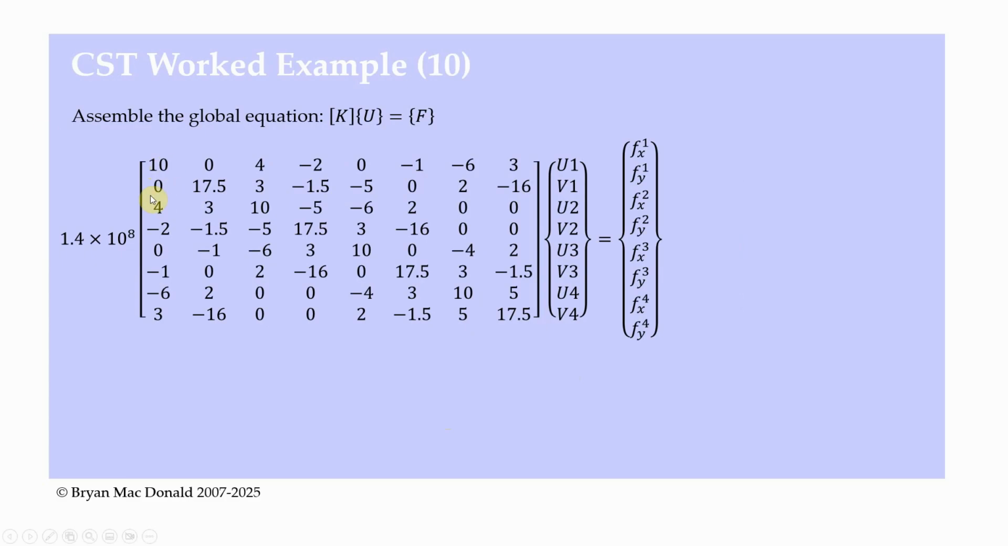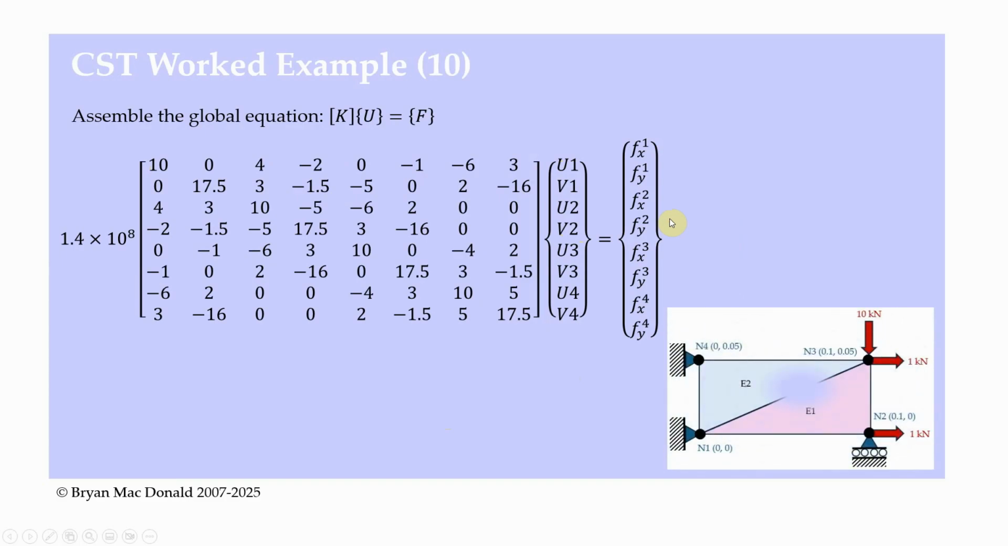So now I can form my global equation, K times U is equal to F. There's my K matrix that I've just worked out, there's my displacement vector, and there's my force vector. So now I have to start filling these in. If I look at my problem here, you can see that node 1 can't move, so U1 and V1 will go to 0. Node 2 can't move in the y direction, so V2 will go to 0. Node 3 is free to move in both, so I just leave them as U3 and V3, that's what I'm trying to find out. Node 4 will have a 0 and a 0 because that can't move either.